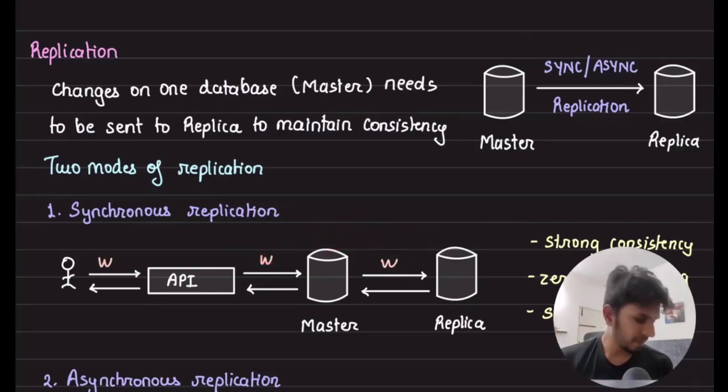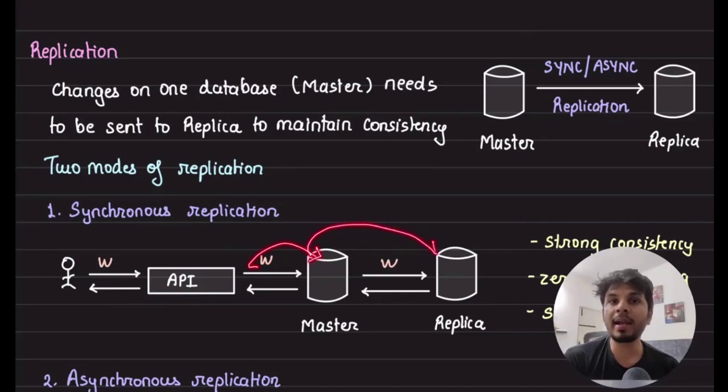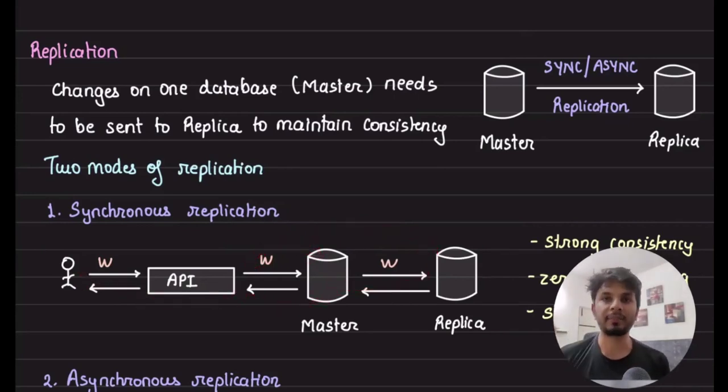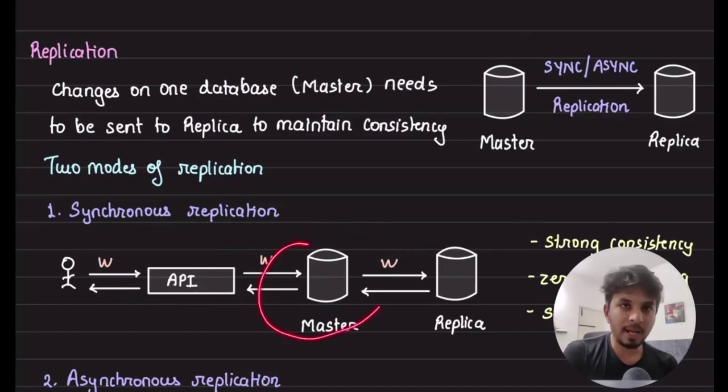But the idea is that your API server does not respond back to the client unless the write has happened on the master and on the replica. Only then would we say that the write is successful, and only then would we return it to the user that, hey, the write is done. This way, your master and your replica will always be in perfect sync.